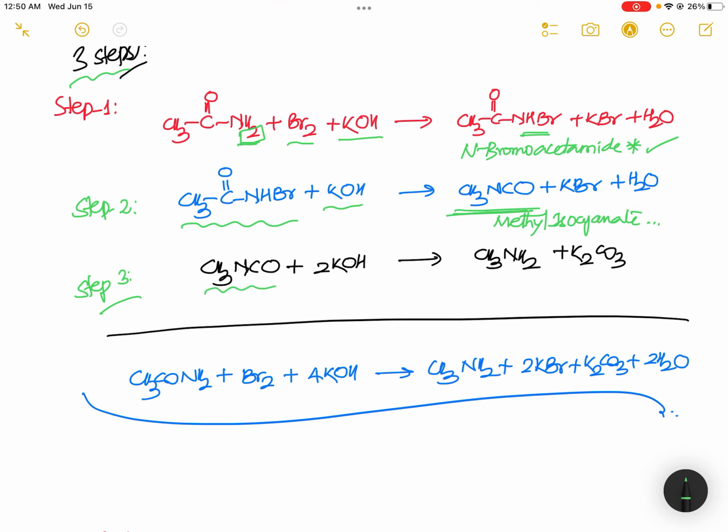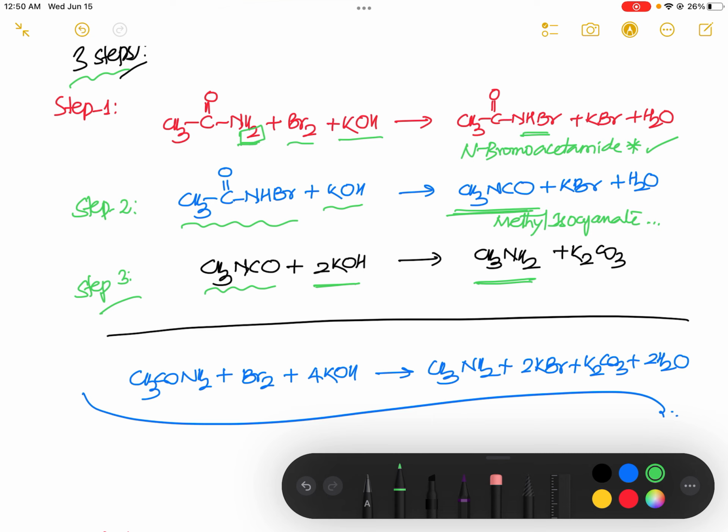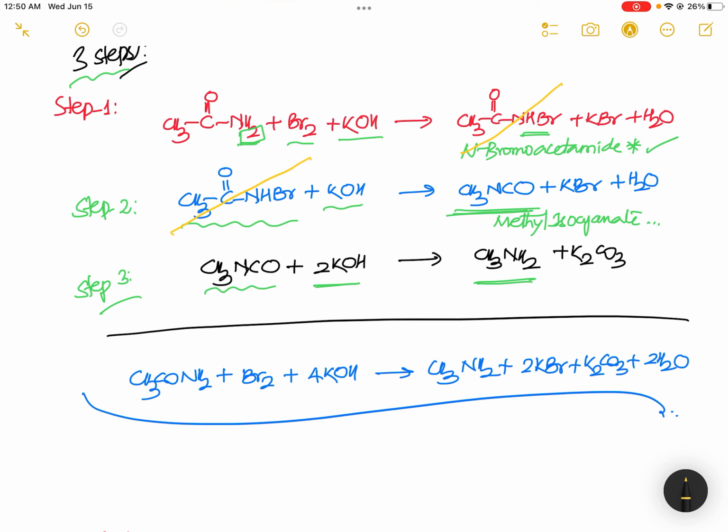Step 3, this methyl isocyanate when heated with KOH, you will be getting the amine. See, here CH3CONH2 plus Br2 plus KOH. This I am cancelling. CH3NCO I am cancelling. CH3CONH2, Br2, 2 KOH, total 4 KOH. 2 KBr, 2 H2O, K2CO3 and CH3NH2. So this is the balanced equation. In the balanced equation, for 1 mole of bromine, 4 moles of KOH is required. Remember, this is the first question.